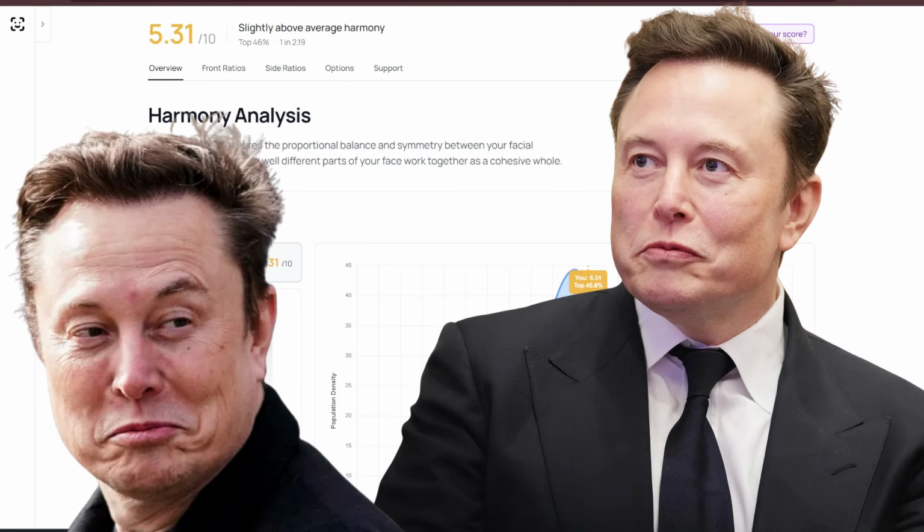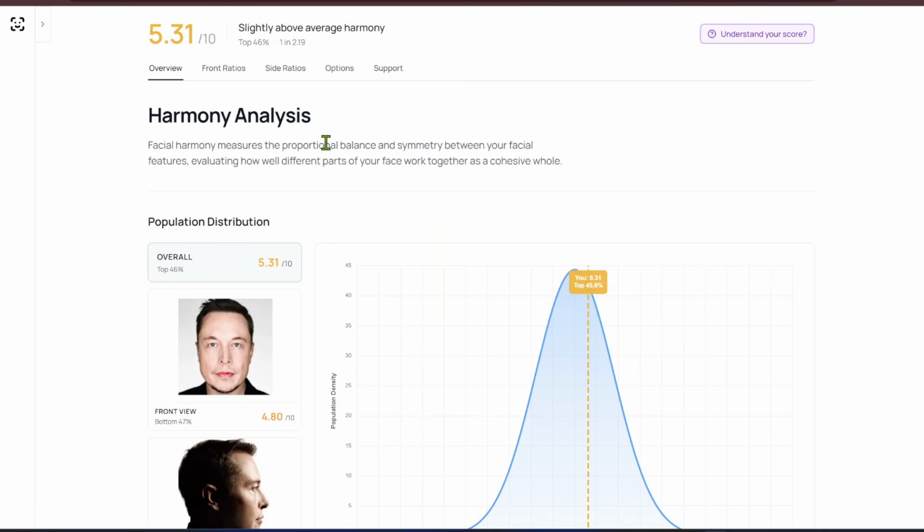What makes Elon Musk so unattractive? Welcome back to LookLogix. Today we'll be assessing Elon Musk's facial attractiveness.